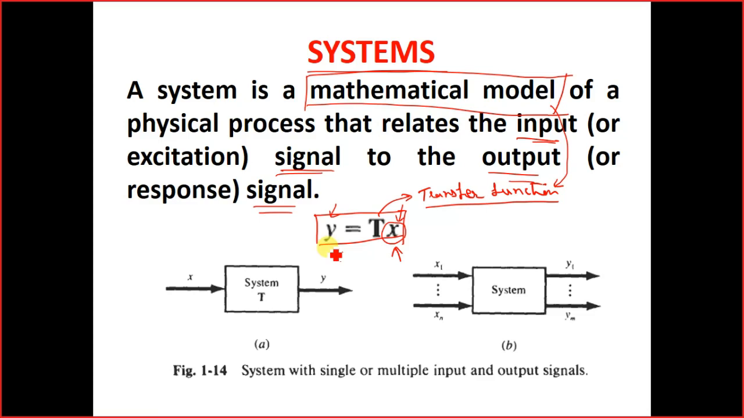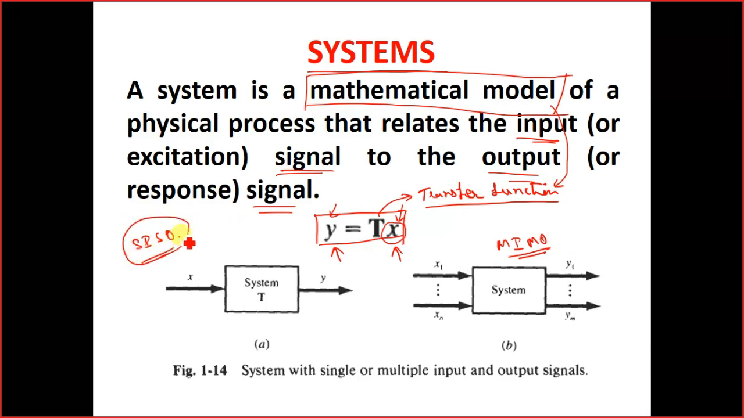So what are the different types of systems? The systems can be as simple as single input, single output systems, or multiple input, multiple output systems. There are many other types of systems also, like multiple input, single output systems, but we will be restricting ourselves to single input, single output and multiple input, multiple output systems, just for the sake of better understanding.